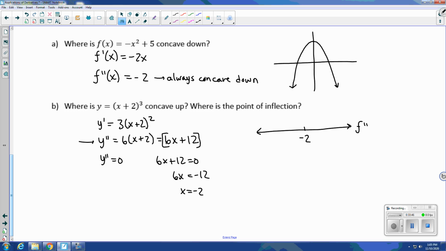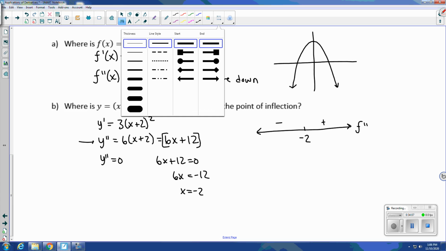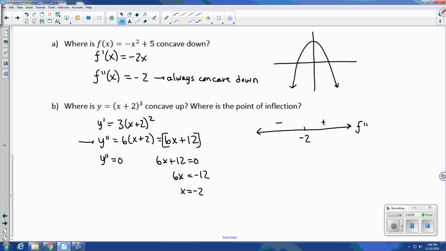Let's make a sign chart in relation to this. I'm going to choose some points in each region. So let's do negative 3. Again, this is a sign chart for the second derivative, so plug values into the second derivative. When I plug in negative 3, I get a negative value. When I plug in 0, I get a positive value. That means f prime is decreasing and then increasing, which means f is therefore concave down and then concave up.